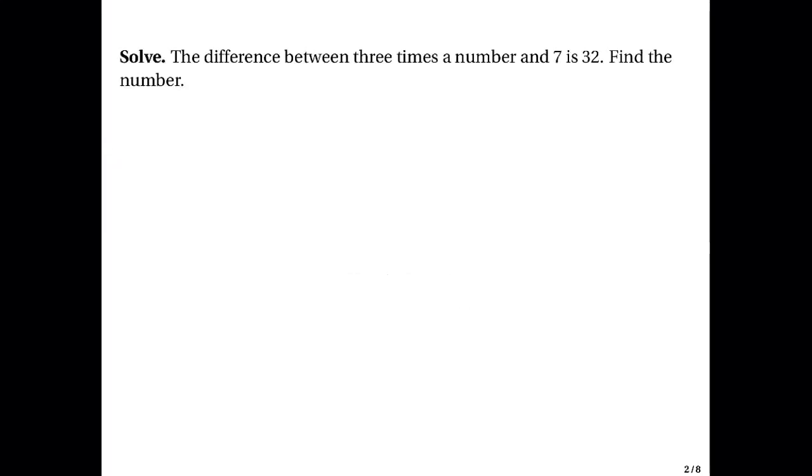Okay, so first problem, solve. The difference between 3 times a number and 7 is 32. So find the number. Remember, in solving word problems, our first step is to analyze the problem, and also identify what is being asked. So in here we have the situation, the difference between 3 times some certain number and 7 is 32, and we are asked to find that number.